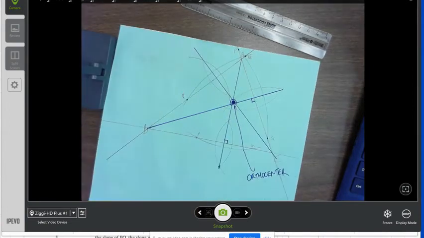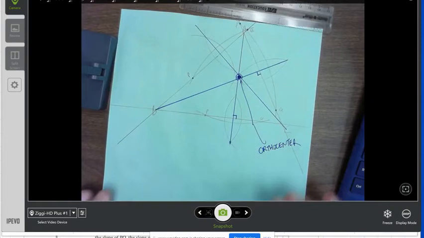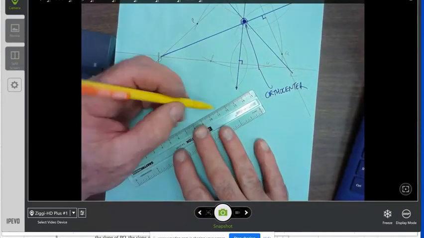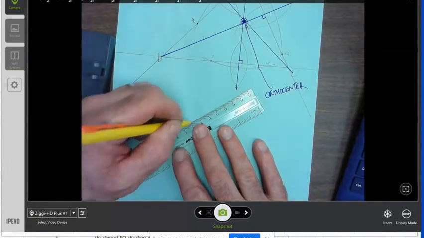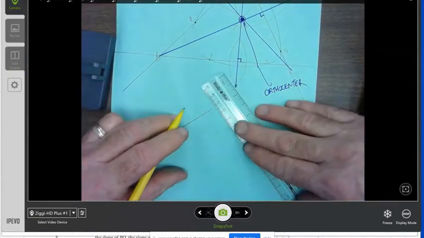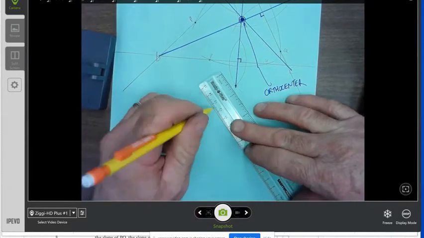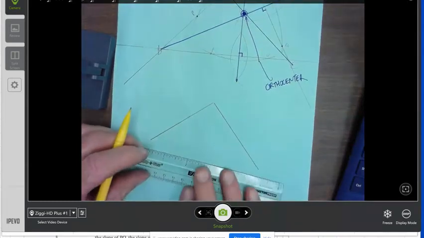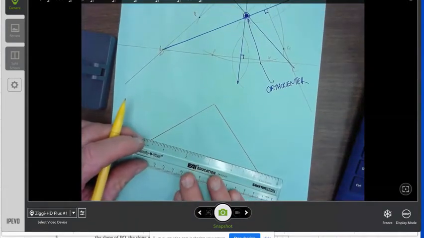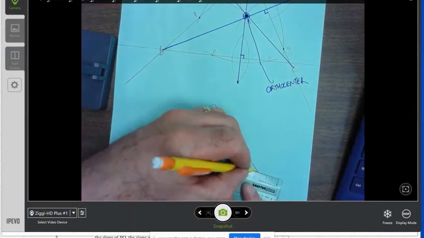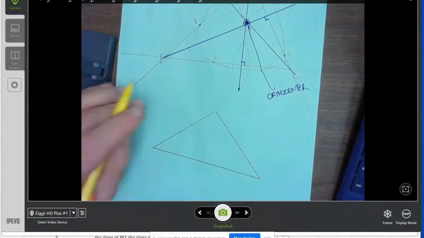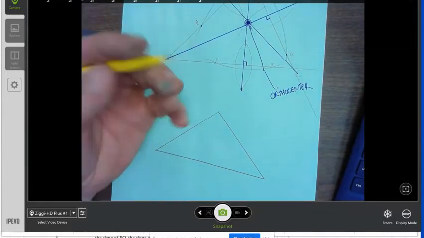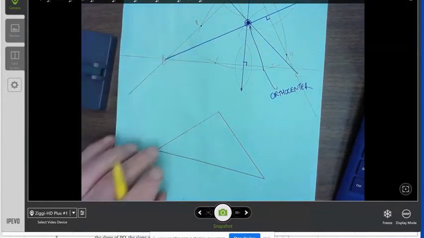Okay, so this time for practice, I'd like you to make an obtuse triangle, and go ahead and construct all 3 altitudes and see if they are concurrent. They should be. See if you can be accurate enough to make them concurrent.